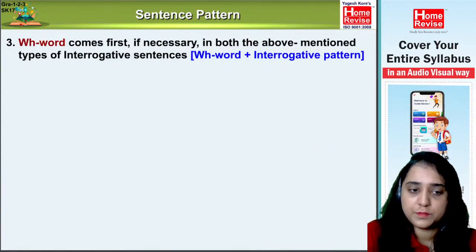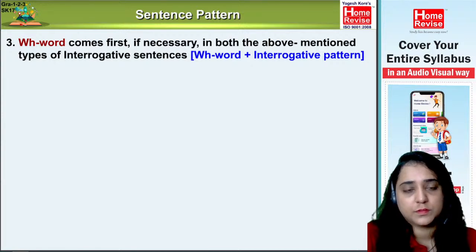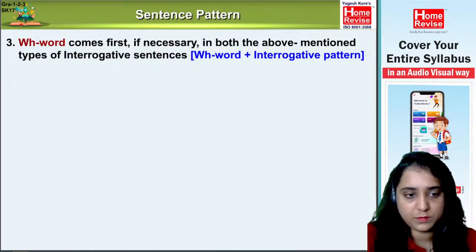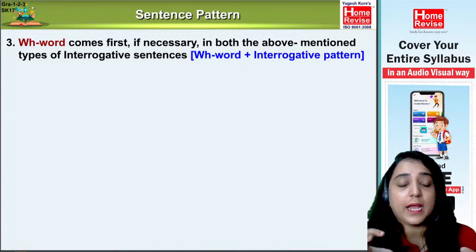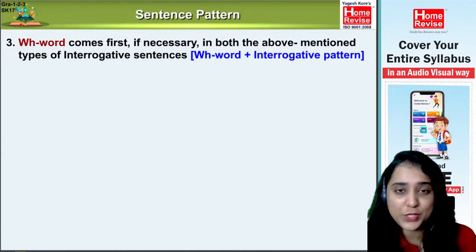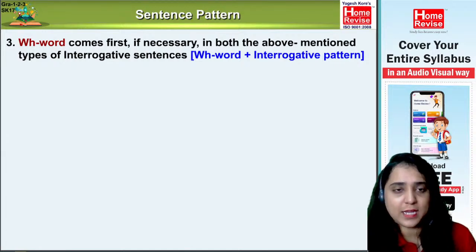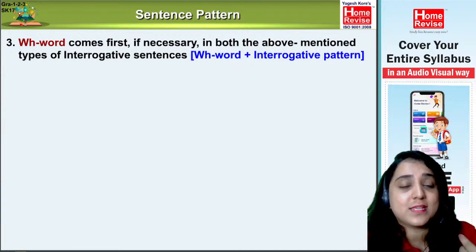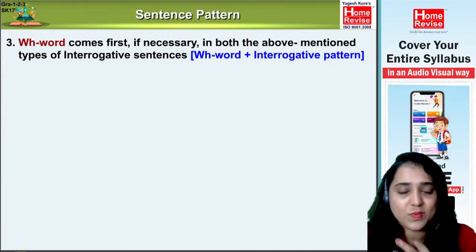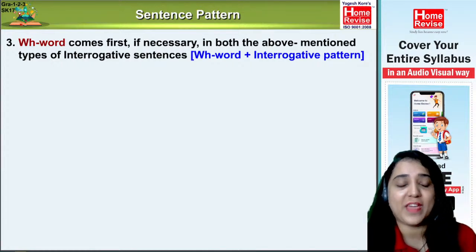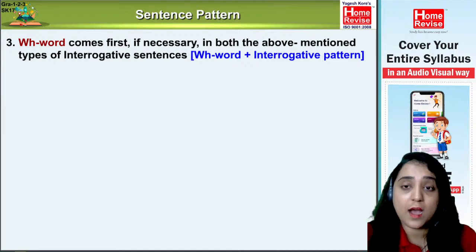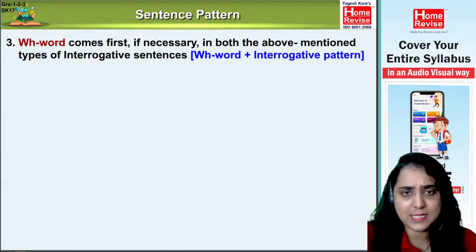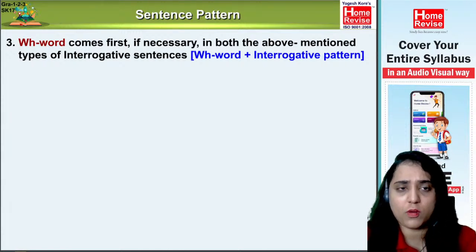3. WH word comes first, if necessary, in both the above mentioned types of interrogative sentences. Now WH words. What do you mean by WH words? Like, see, when I say it is an interrogative statement, interrogative statement means it is a question kind of a statement. So in this type of statements, what happens is you have to start with WH. Like any question, like the questions we get in schools, we have what, where, why, whom. So these words that start with WH are, majority, not always, if necessary, used in front of the statement or these WH questions.